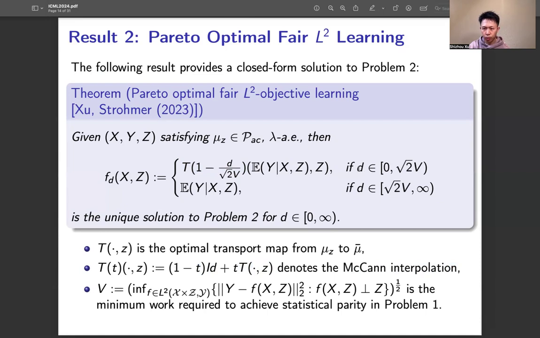Therefore, for each tolerance level D, if we replace the original optimal transport map by the McCann interpolation and set the time t to be equal to 1 minus d divided by square root v, where v is the minimum amount of work required for statistical parity, it's the infimum in problem 1, then we obtain the optimal solution to problem 2 at the specific tolerance level d. And it is true for any d from 0 to square root v. And if d is more than square root v, then there's no trade-off because the tolerance level is so high that the conditional expectation automatically satisfies the constraint.